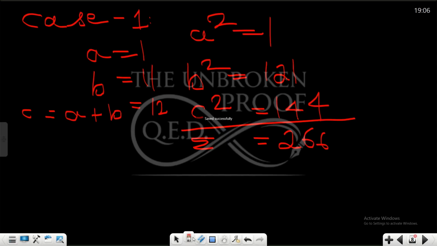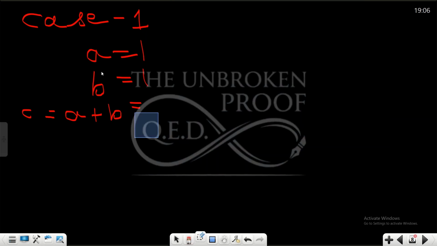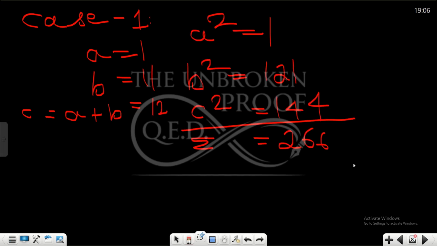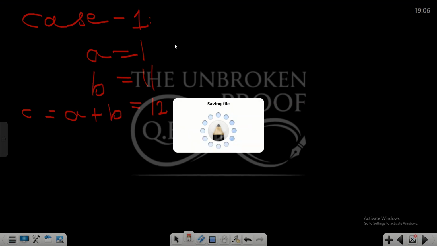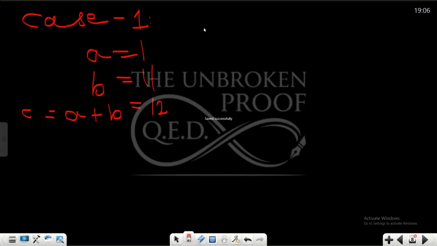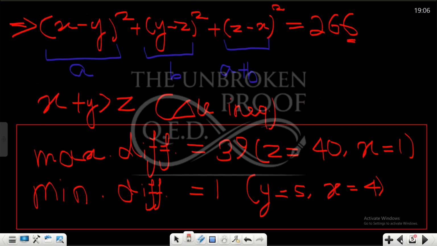So now if we start counting the triplets, a square plus b square, let me copy that expression.